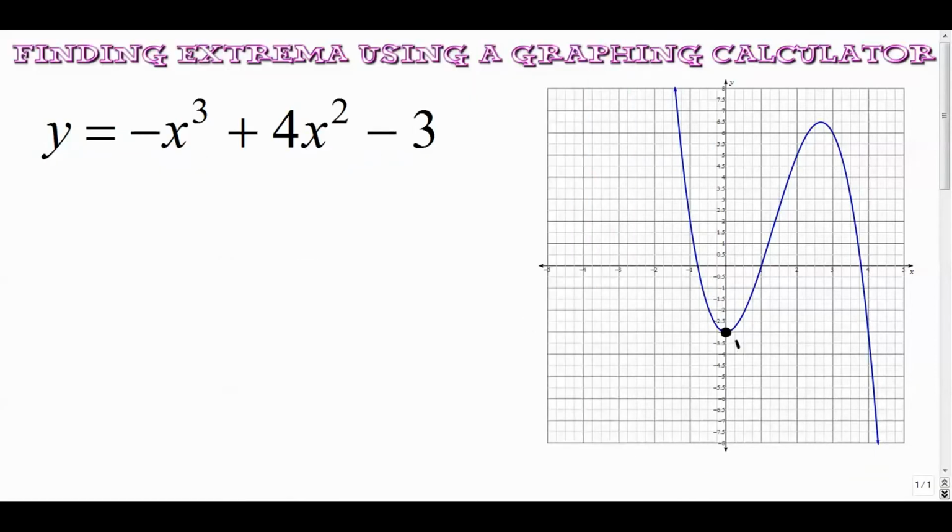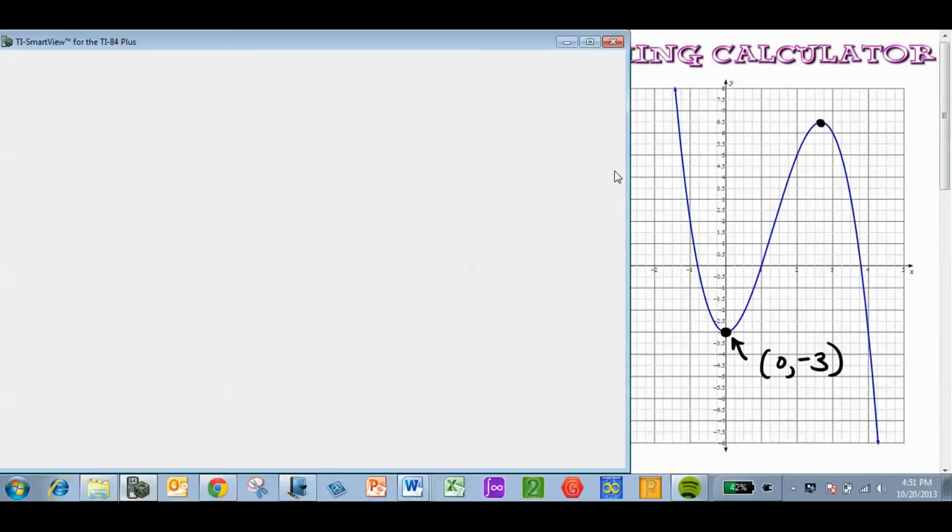And we can see that it's not super difficult for this one, that the minimum value is 0, -3, the local minimum or the relative minimum. This one's not so clear, I don't think. It looks like it's somewhere, we're talking decimals here, so we've got to figure out the x and the y coordinates of that max value.